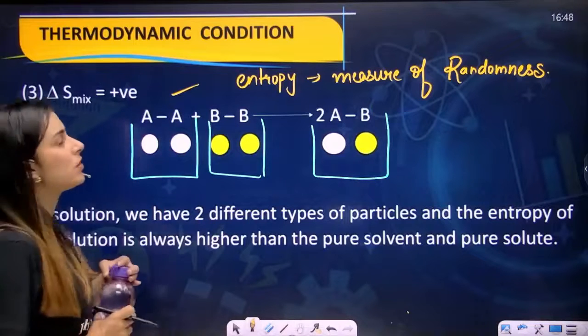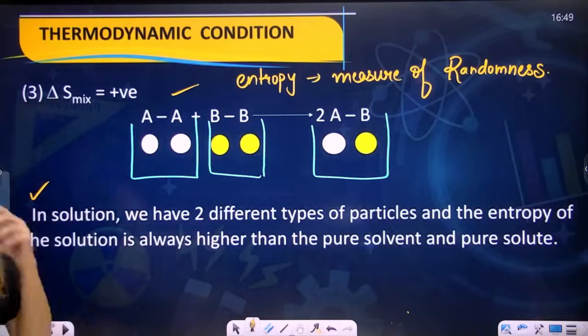So there are three thermodynamic parameters which we have studied till now.